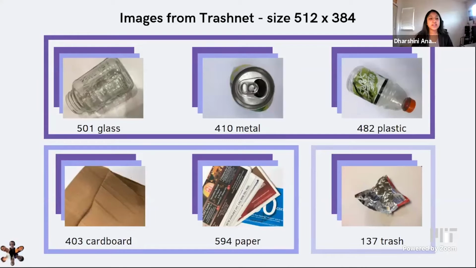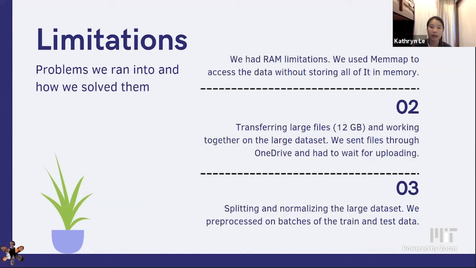The data we used was from a project named TrashNet. This data set contains thousands of images of glass, paper, cardboard, plastic, and metal, each with a size of 512 by 384 pixels. We categorize paper and cardboard images as paper recycling, and glass and plastic and metal images as other recycling. Some limitations and problems we initially ran into were mainly because of the size of our data set.